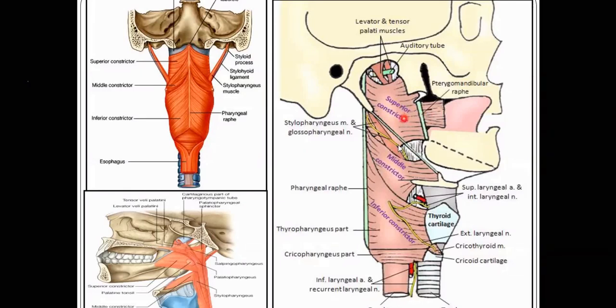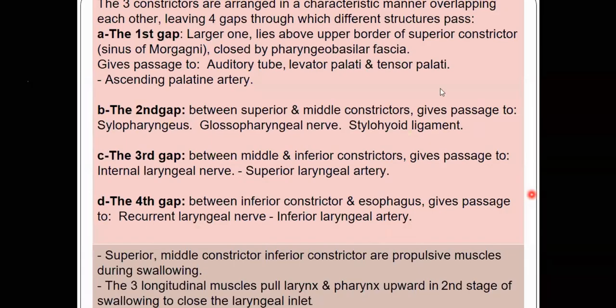There is another gap and there is another gap. So structures are lying in between these gaps, which are going towards their particular area. Here you can see palatopharyngeal muscle, salpingopharyngeal muscle, and other longitudinal muscles. Let us see what crosses in the gaps. 3 constrictors are leaving 4 gaps through which different structures pass.